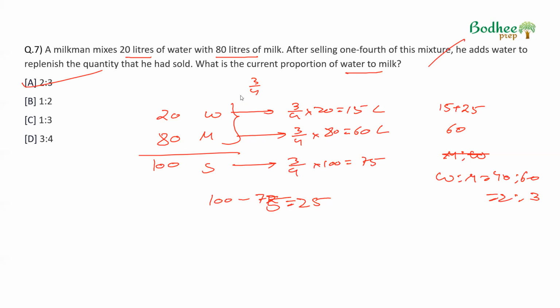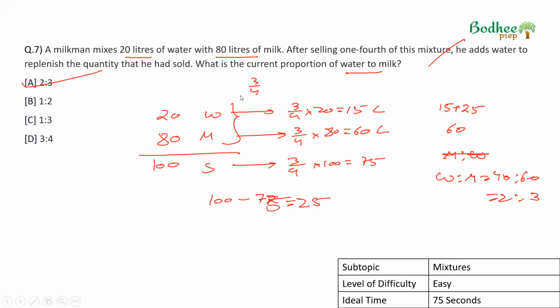Option A. Again, an easy question. Should take about 75 to 90 seconds to solve. All we had to do was find 3/4 and add a constant value. Definitely an attemptable question.